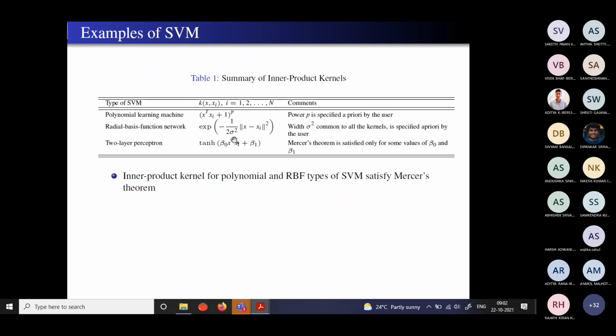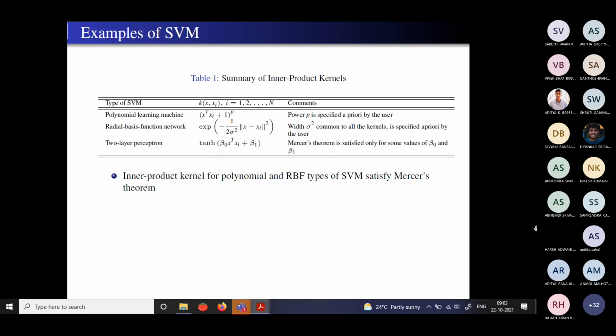Here you see that it's a Gaussian function only, a Gaussian radial basis function. And the width sigma squared, common to all the kernels, is specified a priori by the user. They already tell you. Then if you want to design a two-layer perceptron, then you change your kernel to this one, tanh with this value.